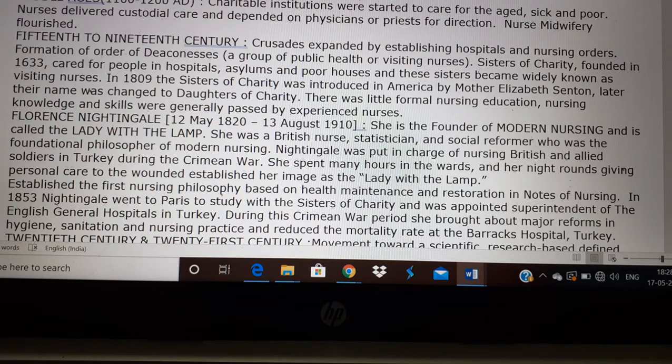Okay, so what else did she do other than taking care of the injured people? During this time, she established the first nursing philosophy based on health maintenance and restoration, and she wrote this in the Notes on Nursing. Health maintenance means how you take care of a sick person so that their life is maintained and how they are restored. So this she did in her own notes. And in 1853, Florence Nightingale went to study in Paris with the Sisters of Charity, and she was appointed as the superintendent of the English General Hospital. Okay, she also brought about a lot of changes in hygiene and sanitation and nursing practice. This helped the number of people who died to reduce drastically. That is, the mortality rate during the Crimean War went down drastically, and that is why she is called the Lady with the Lamp, and she is also called the founder of modern nursing.